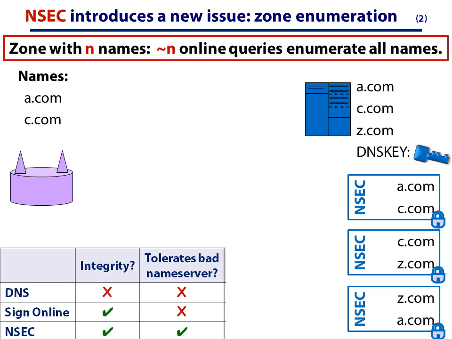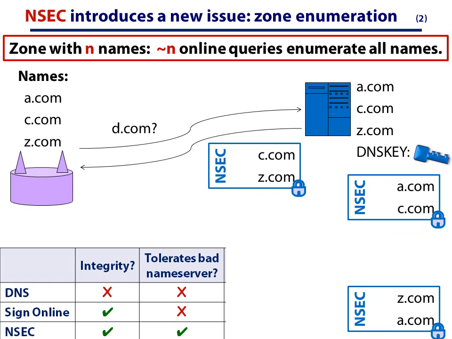He knows that c.com is present, so the next thing he'll ask for is d.com. And asking for d.com would get him back this record here, because d falls between c and z. And now he's already learned that z.com is present in this zone, because here it is in this NSEC record. And so you can continue this process, and in fact this guy's already done. He's enumerated every single name in the zone using exactly 3 queries.